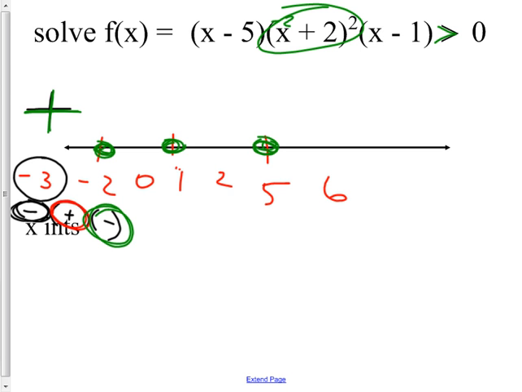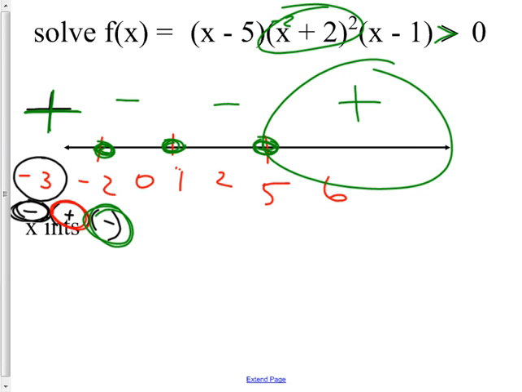Okay, and then I got to test all these spots. Let's say it came out like this. Then you're looking for the ones that are greater than 0, which would be this spot and this spot, the ones that are greater than 0. Okay? All right, moving on.